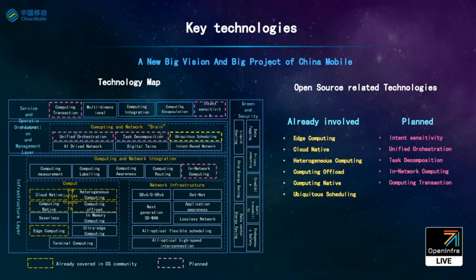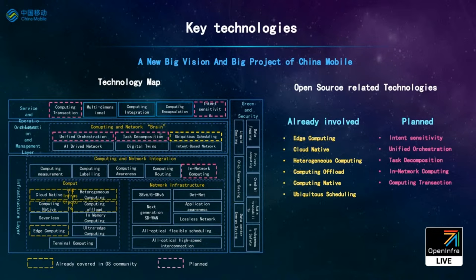Currently, we have already covered the technologies circled by the yellow dashed lines in the open source communities. For example, the edge computing. We are trying to track the edge computing working group in OIF, which is led by Iotico, and also we're trying to track the LFE Akraino project. And for computing native, which is focused on cross-architecture and heterogeneous computing, we have already launched a subgroup named Computing Native in the OIF CFN Working Group, which will be introduced later.